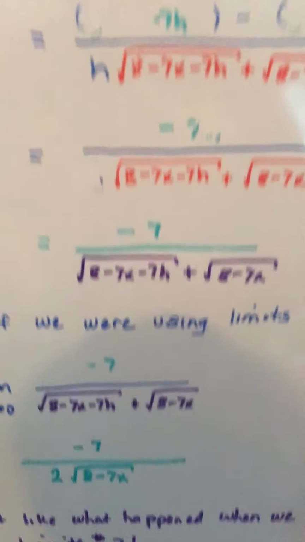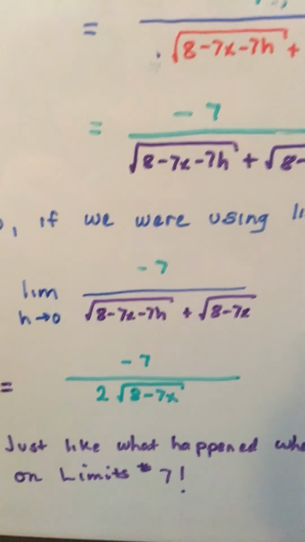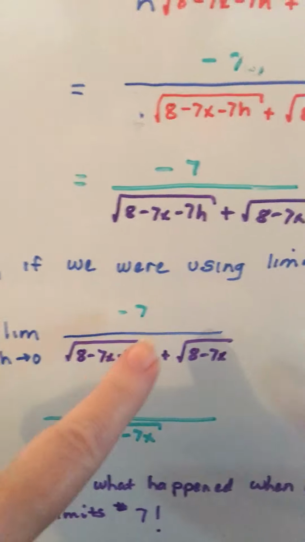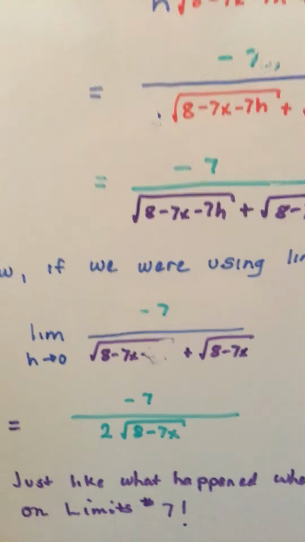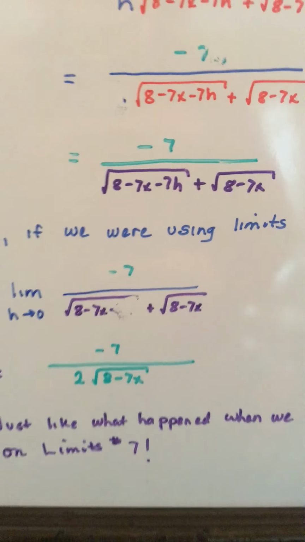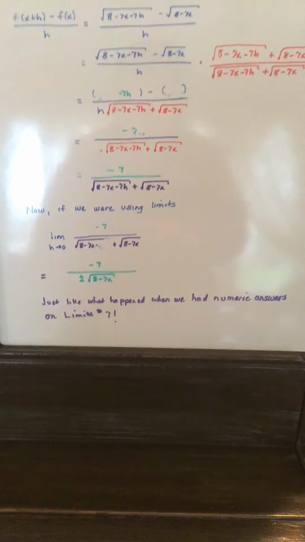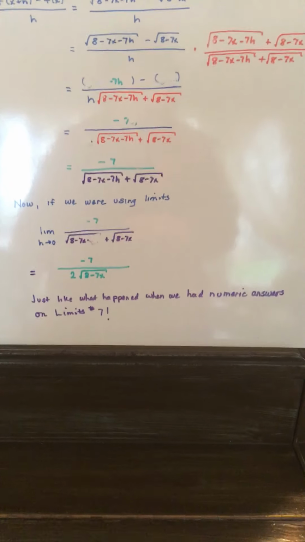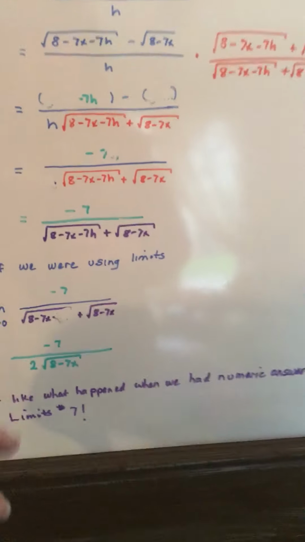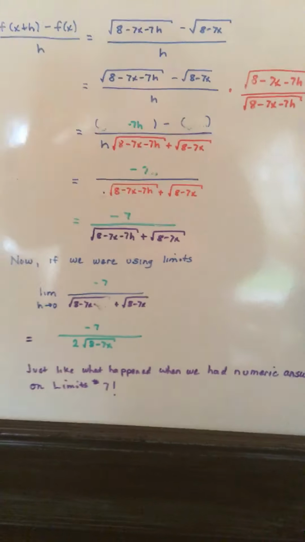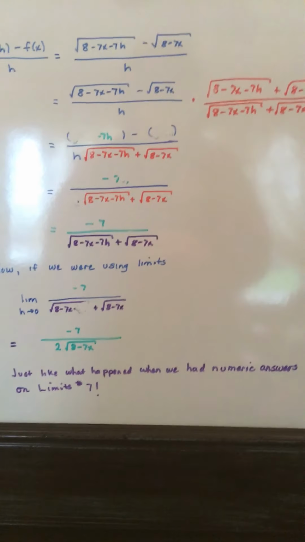And again, I'm going to actually show it this time. I'm going to say, what if I let h go to 0? Well, then you're just going to mark out this h. Because when you evaluate, oh, I get 2 of these. And this is exactly what happened when we had numeric answers on worksheet 7. Only you had like 2 square root 7 or 2 square root 8 or 11 or something like that in the denominator.